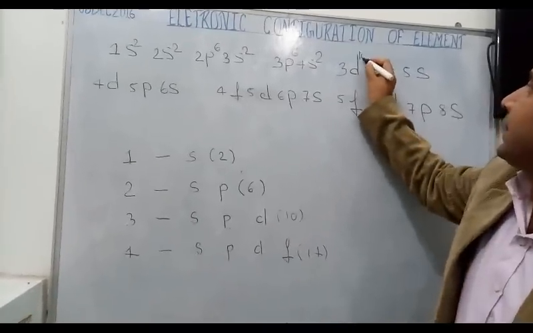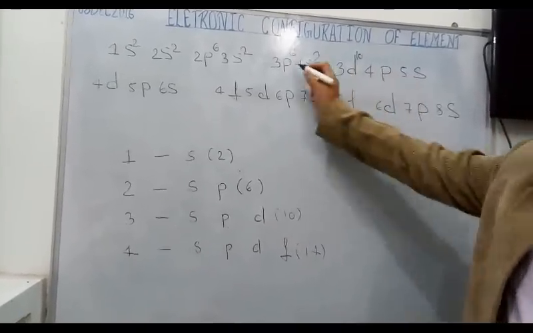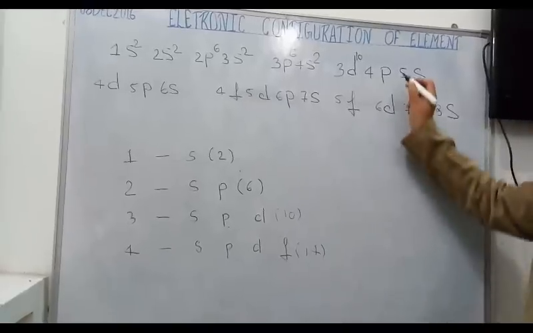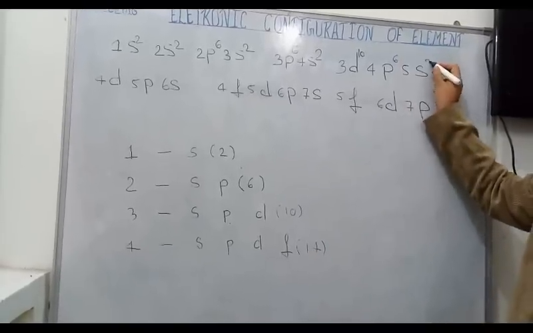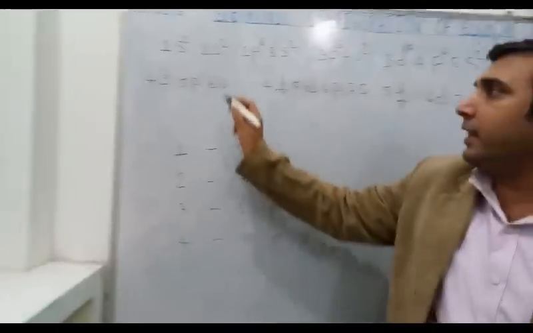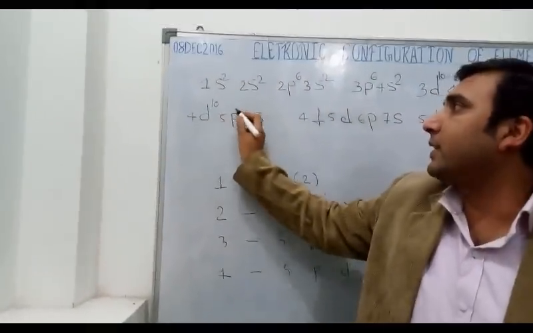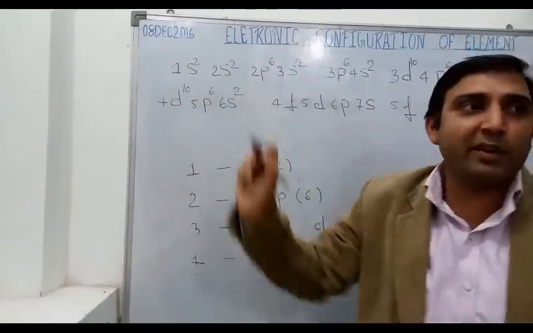So see, I am putting here 10. In p, see how many electrons I have put in p? These will be 6. In s, how many electrons? 2. Again in d, how many electrons? 10, 6, 2. I think everyone remembers now.